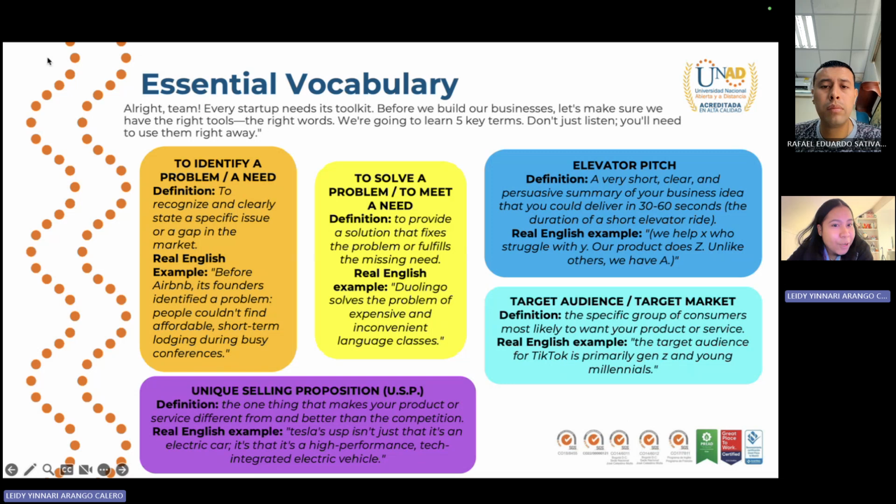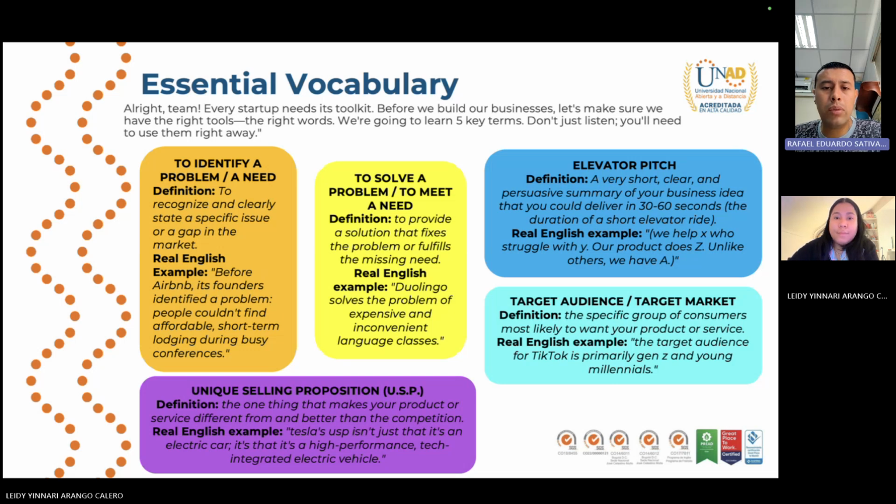Is that clear for you? Do you understand what I said? Yes. Okay, that's good. Could you help me to read the next one, the yellow one? To solve a problem, to meet a need. Definition: to provide a solution that fixes the problem or fulfills the missing need.